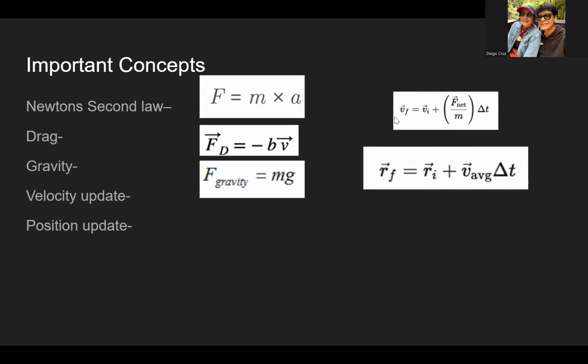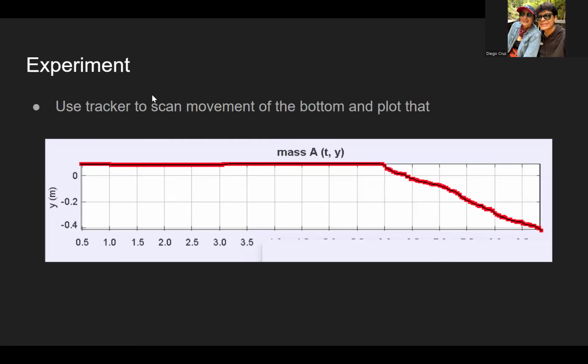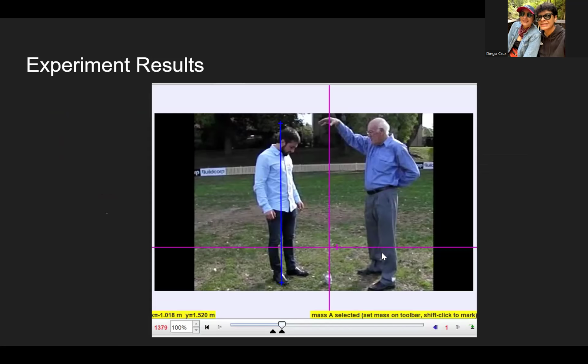So that's going to change the velocity at each time step, giving the final velocity if the force is consistent. And then the position update formula takes those average velocities and the initial position to get you to a final position.